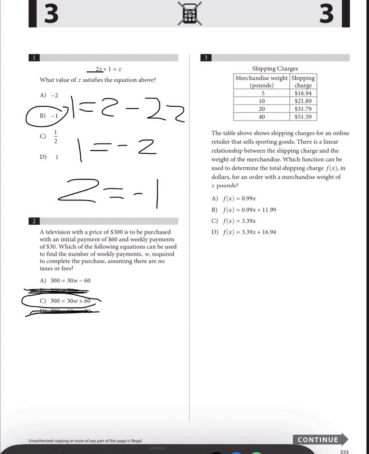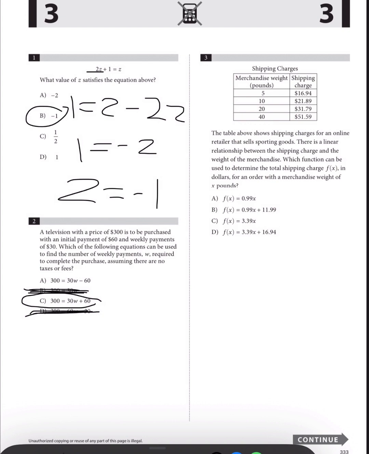The answer isn't A because you're having an initial payment of 60. You're not saying that you're in debt or something, like you have a loss of $60. That's not what you're saying. You're saying there's an initial payment of 60 that you already added, and then you're going to be doing 30 weekly payments to pay off that $300.